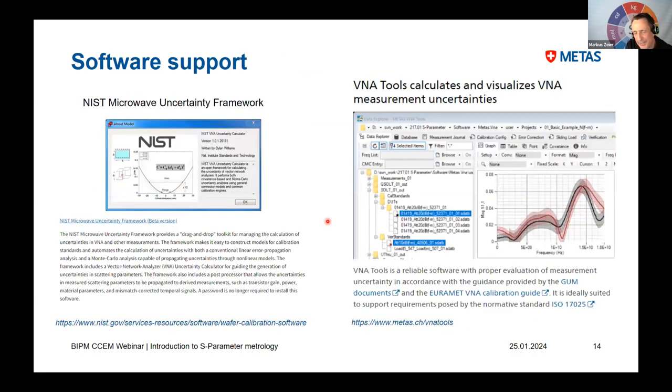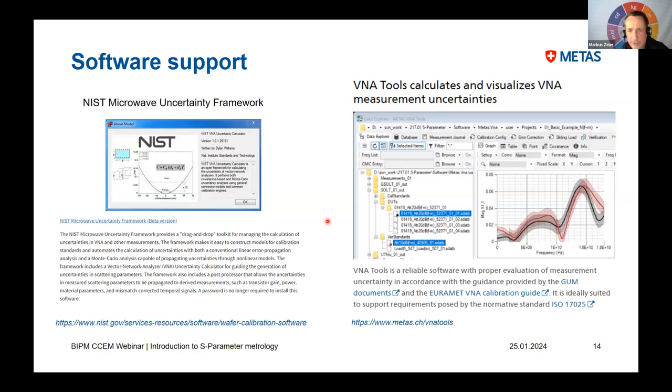As I already indicated before, part of the reason why it was done like that was also the lack of software. And this has changed by now. I think this was progress over the last years: there are software tools available nowadays which support this type of modeling that I showed before, not only for one port, but also for multi-port measurements. You can characterize your influences like noise, drift, and so on, store them in a database, and then at the end the software supports the measurement uncertainty propagation through the measurement model.